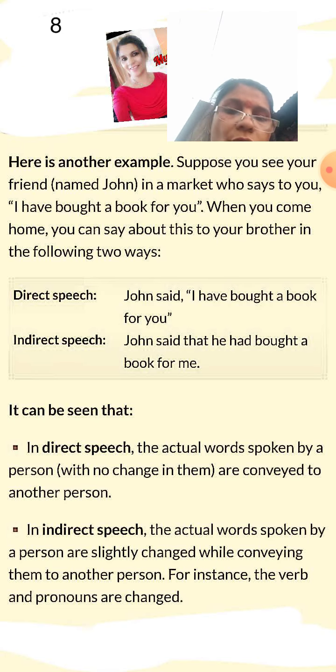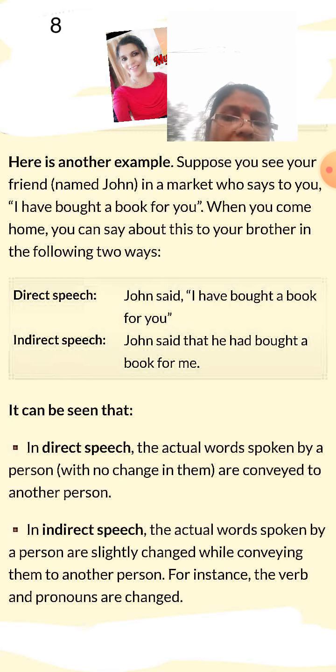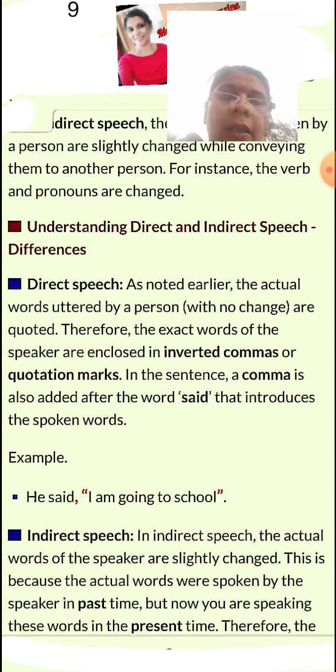Now I explain to you. Direct speech: the actual words spoken by a person with no change in them are conveyed to another person. Indirect speech: the actual words spoken by a person are slightly changed when conveying them to another person. For instance, the verb and pronouns are changed. Now there are some rules about that. Understanding direct and indirect speech differences. What is the difference between the both?